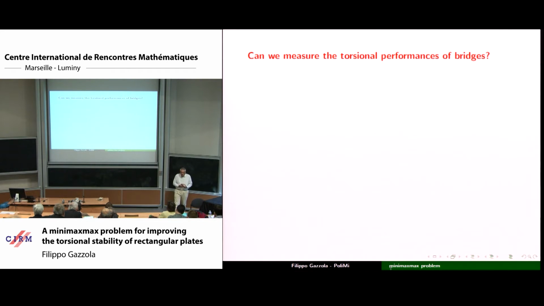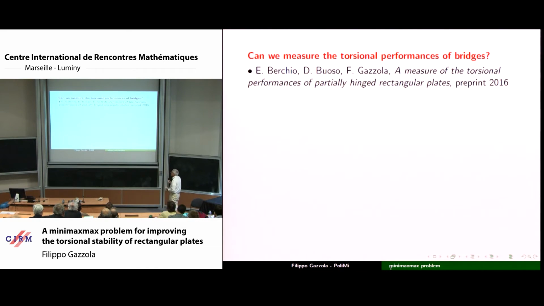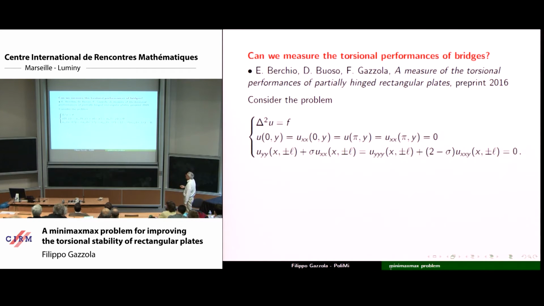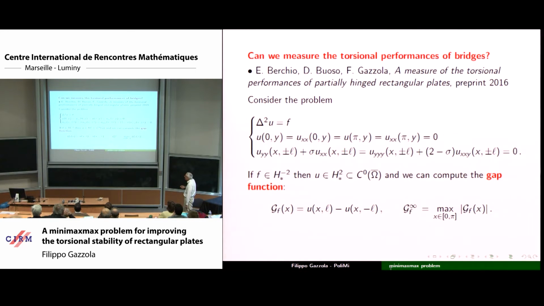Okay, so let's start with the first question. Can we measure the torsional performances of bridges when they are modeled with this model? And we recently gave an answer to this question together with Elvise Berchio and Davide Buoso, who is here. We tried to introduce a functional able to measure the torsional performances. So let's start with this problem here. And let's take f, even if you take f in H minus 2, then you're not allowed to write the strong form, but in any case, you find a solution which is in H2, and therefore it is continuous up to the boundary, because we are in dimension 2.